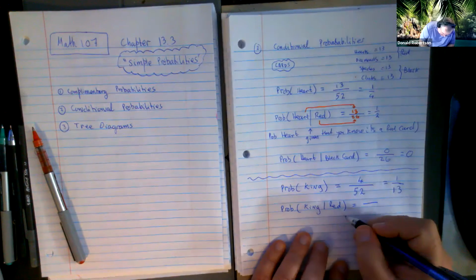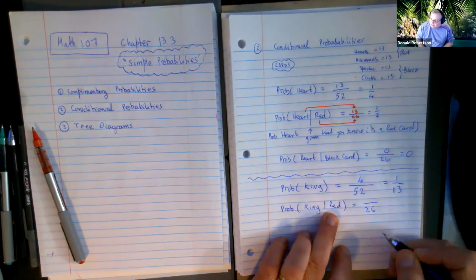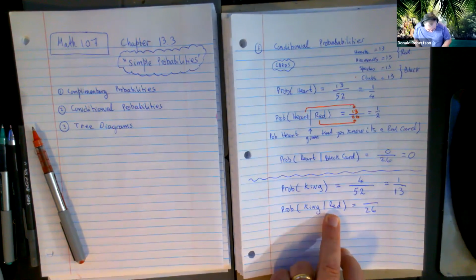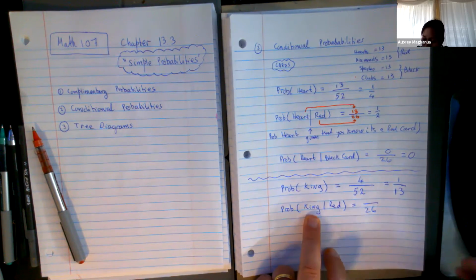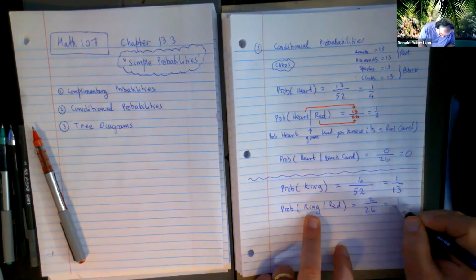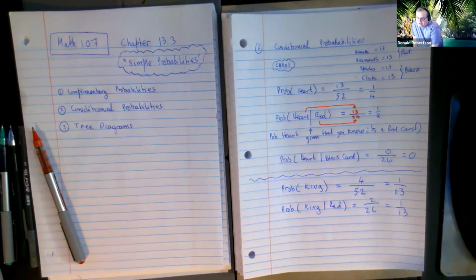So would you agree that there are 26 red cards, right? So you know that's happened. Of those red cards, how many are kings? Be careful. 2. And doesn't that simplify down to 1/13? So can you see that this conditional probability, being told that it was a red card, had no effect on the answer, right? It's still 1/13.